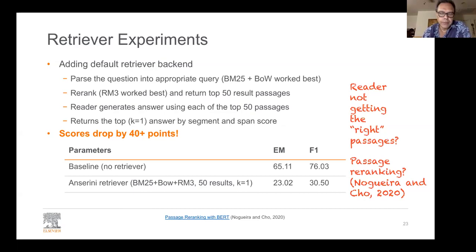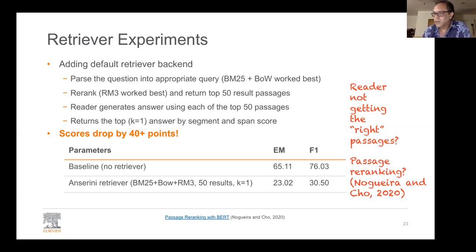Again, not totally surprising because the BERT system is trained on Wikipedia, on general knowledge, not on medical stuff. And then we plugged in the Anserini piece, and we saw an even bigger drop from that point, down 40 points.